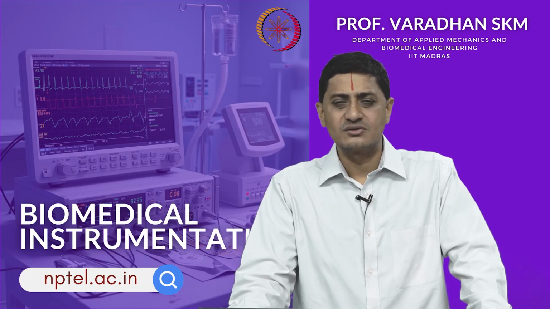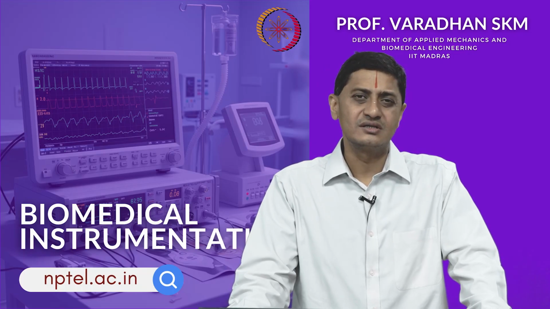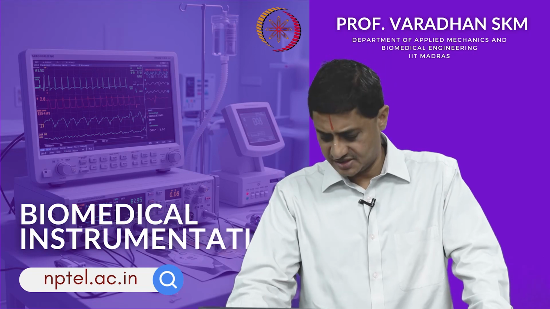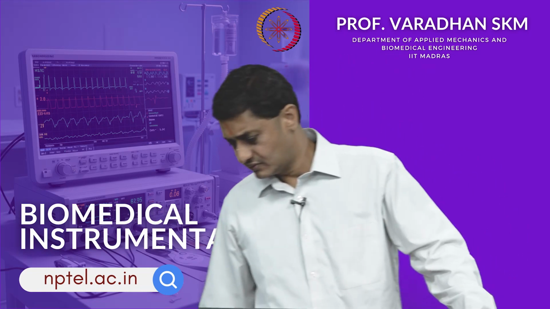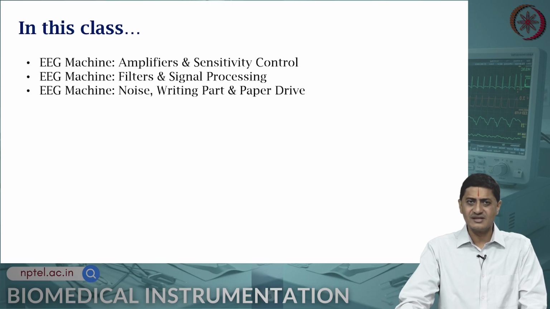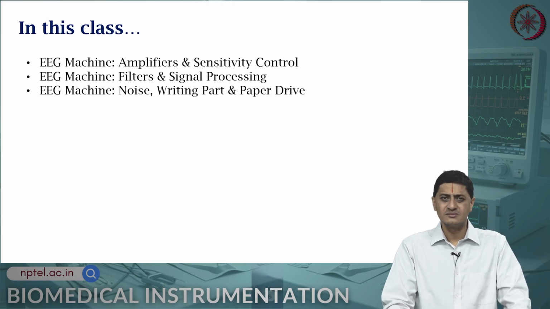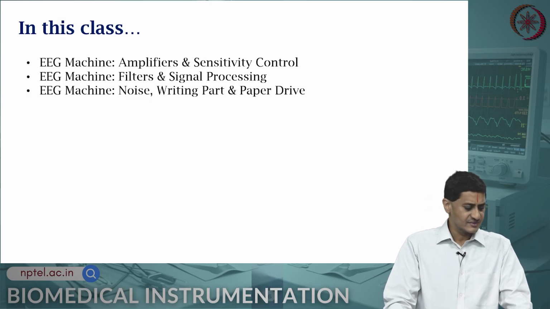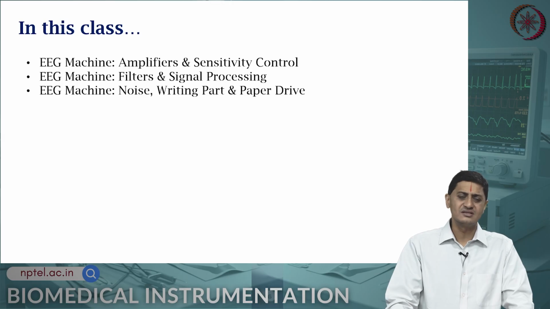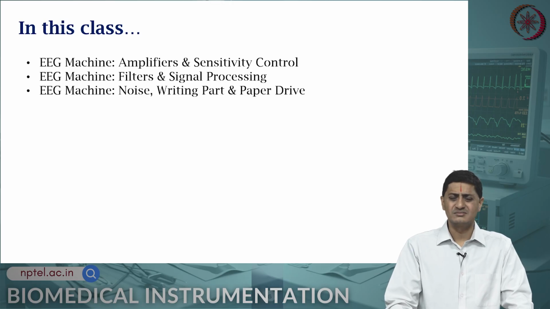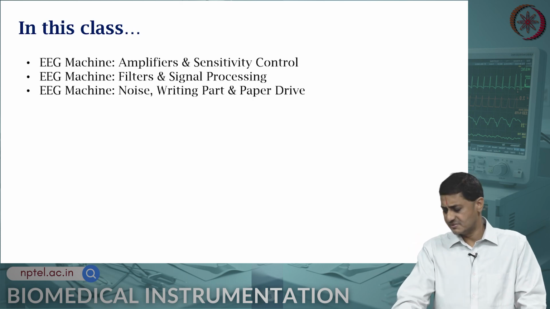In the previous set of videos, we looked at an introduction to EEG and EEG montages, and why montages are important. In this video, we will look at the EEG system itself, the EEG machine, the amplifiers and sensitivity control, how much sensitivity you need for which amplifier, and then filters, appropriate filters and digital and analog signal processing, both of which are required, and then noise and writing part and paper drive, and how to minimize noise.